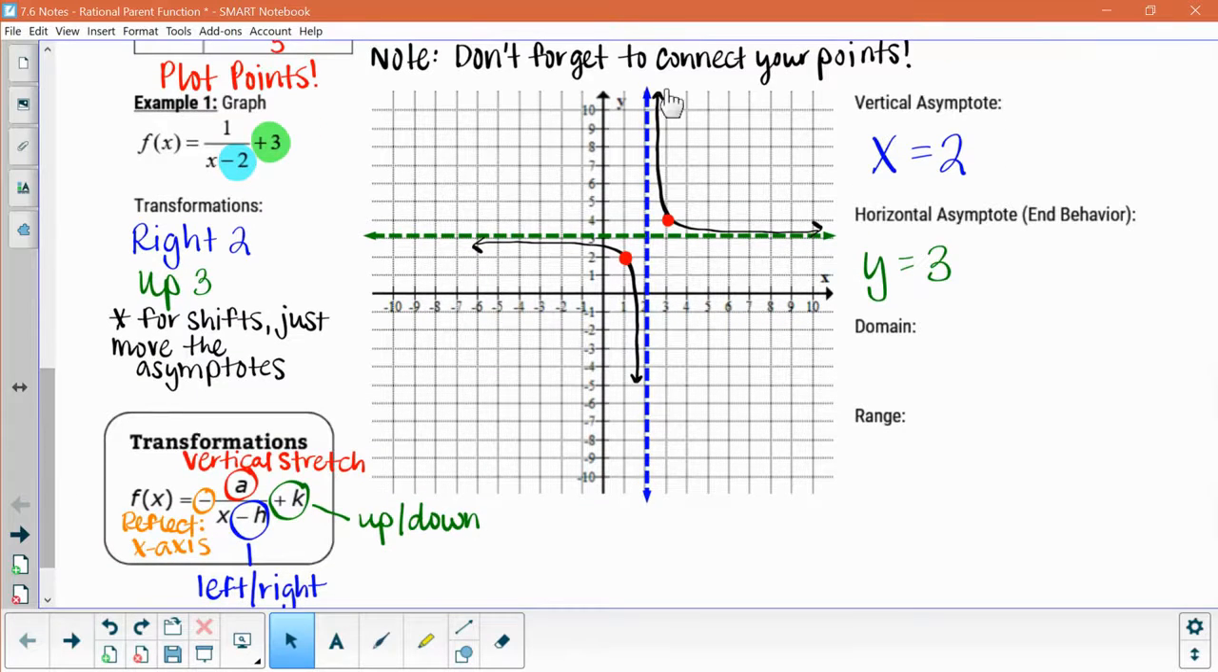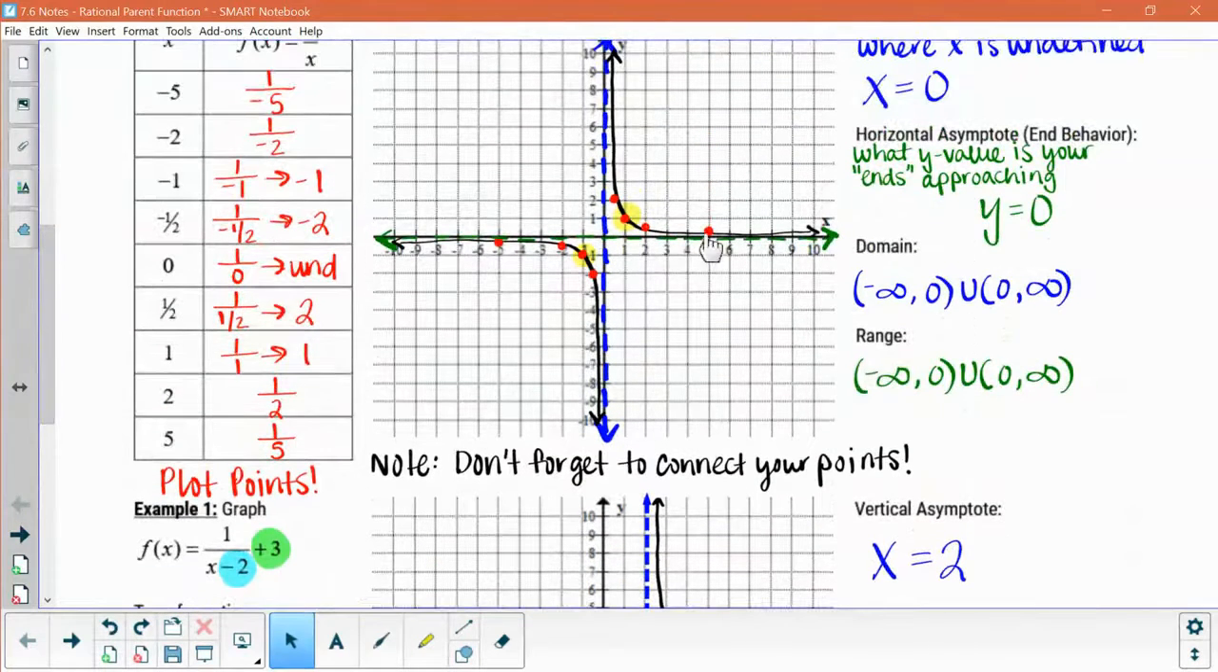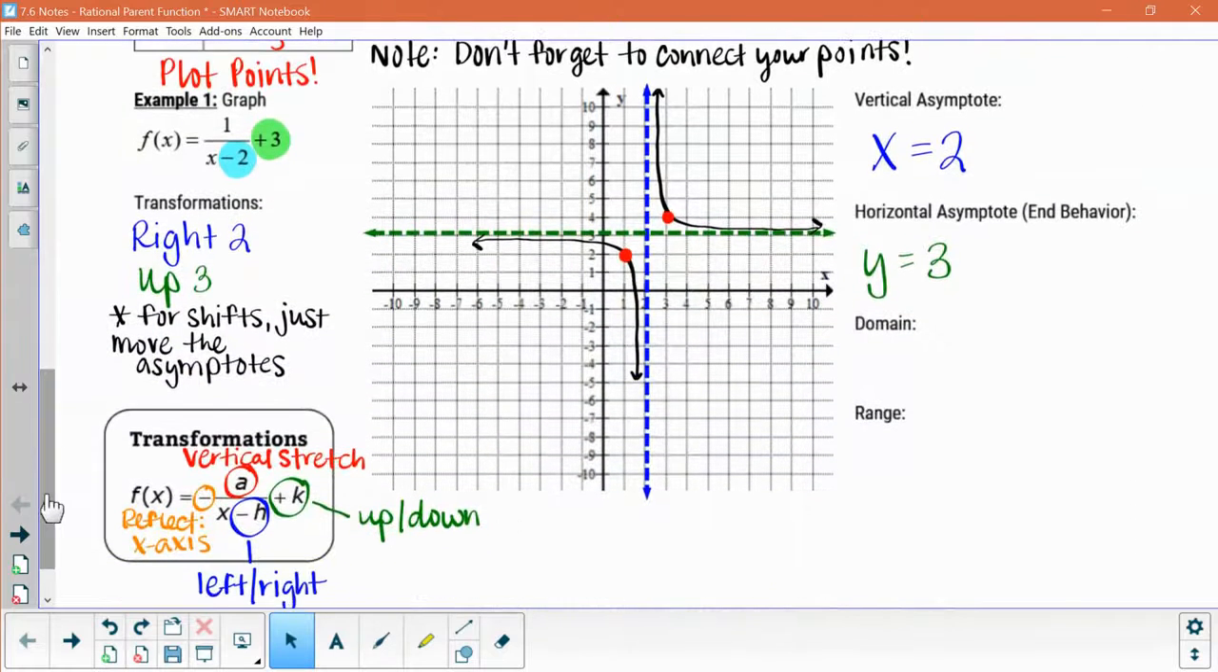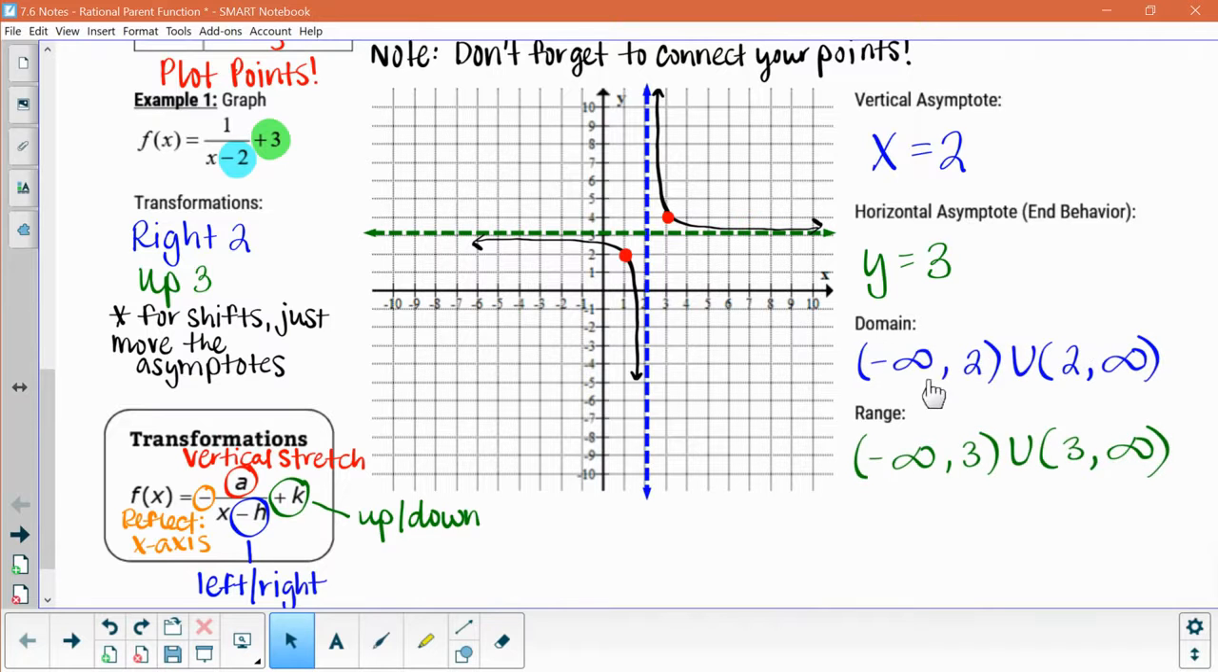We only have one, but the general shape is going to be the same as long as you don't have any stretches or any reflections. Just draw it as if it were to look just like the parent function, in the same direction as the parent function. Now, domain is going to be based on my vertical asymptote. It's going to go from negative infinity to 2, skipping over 2, because remember, I cannot cross this line. And the range is going to go from negative infinity to 3, skipping over 3, continuing on to positive infinity.